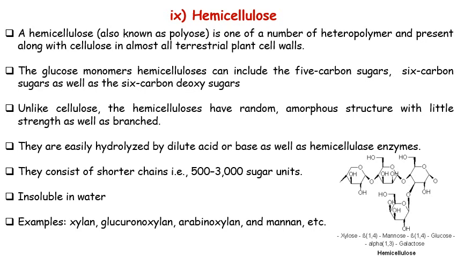The common examples of hemicellulose are xylan, glucuronoxylan, arabinoxylan, and mannan. These are some common examples of hemicellulose. And below there is the structural representation of the hemicellulose that is present along with the cellulose.